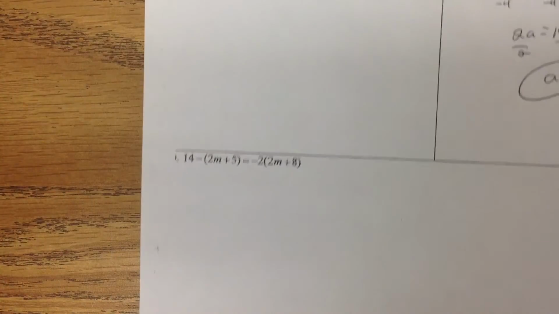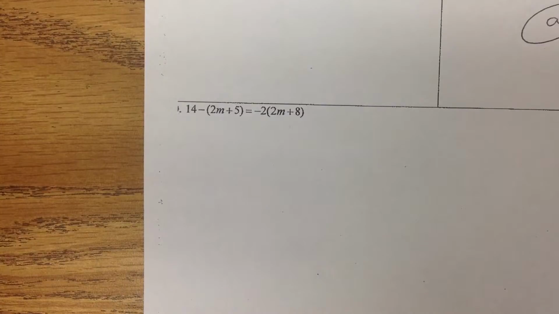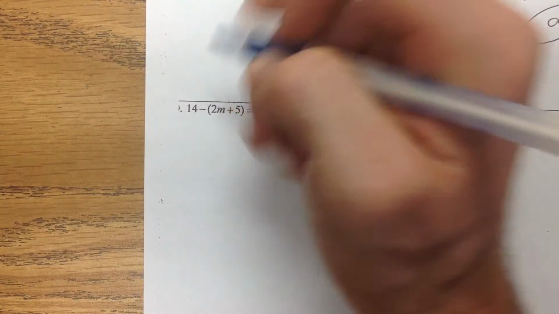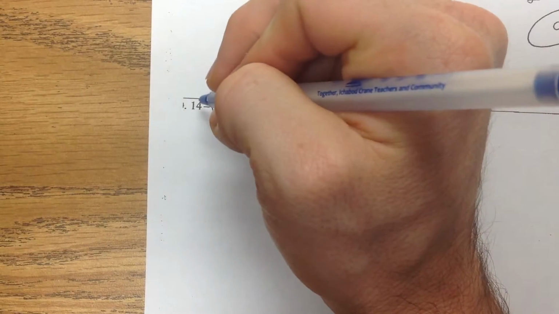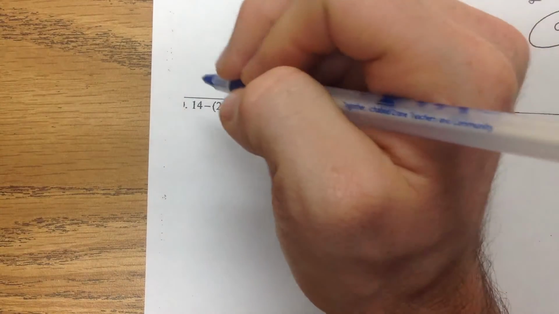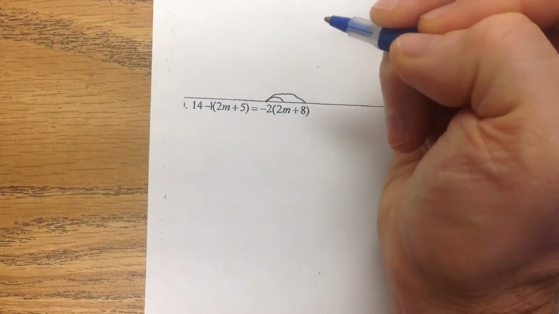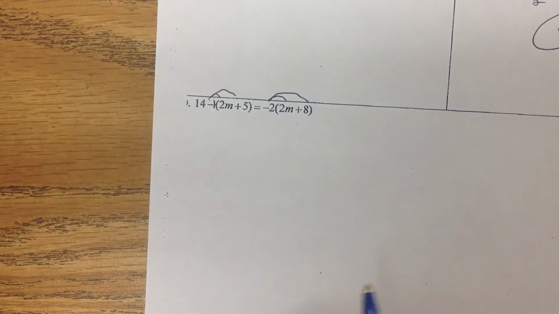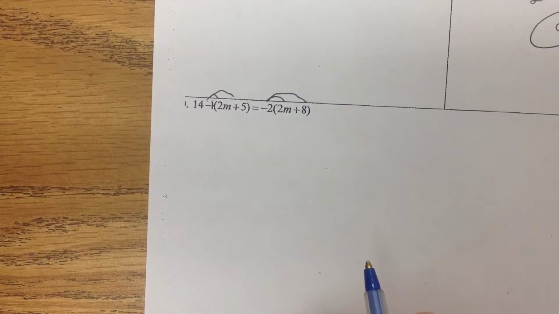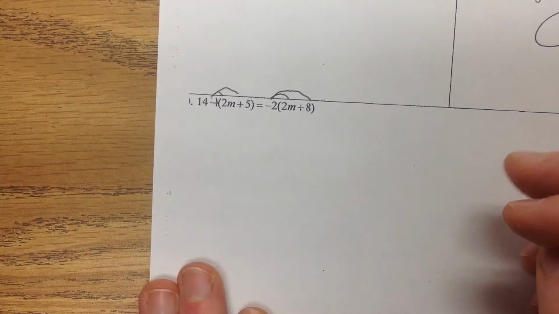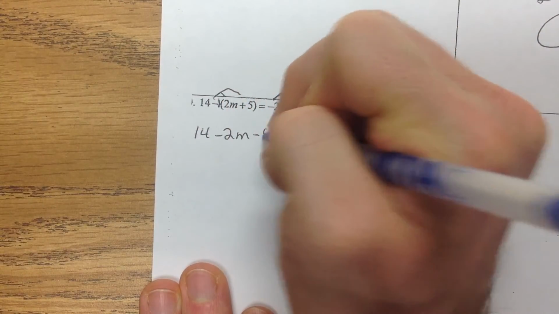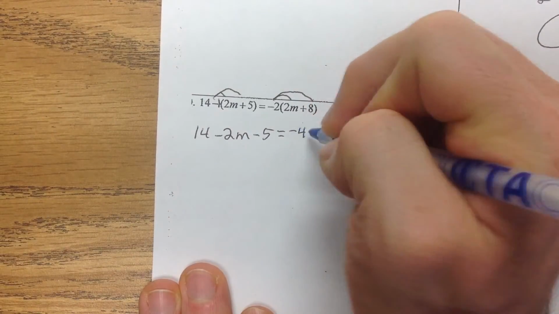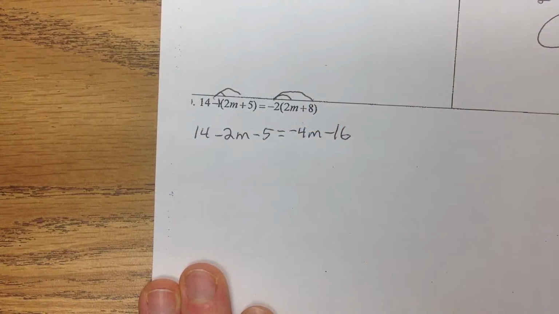Okay. All right, moving on to the last problem, saving the best for last. All right, this is where we're going to take full advantage of DCMS. On this side, we'll be distributing the negative 2. On this side, we have to be careful. We're not distributing the 14 because there's actually this invisible 1 in there that we have to distribute. So that's what's going to get passed on to both of those, not the 14. The 14 is not actually next to the parentheses. So after this, we're going to end up with 14 minus 2m minus 5 equals negative 4m minus 16.